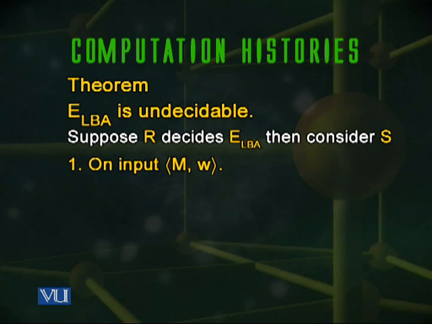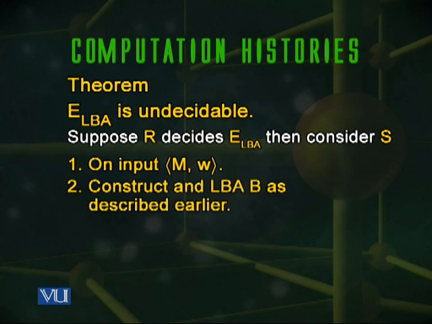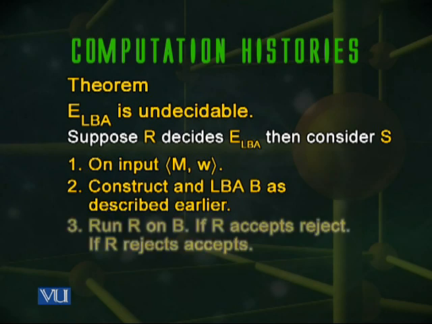On input M, W, it constructs the linear bounded automaton B that we have described earlier. Remember that the language of B is going to be empty if M does not accept W, and it's going to be not empty if M accepts W. So now decider S can run R on B. If R accepts, that means the language of B is empty, which means M does not accept W, and therefore S can simply reject its input.